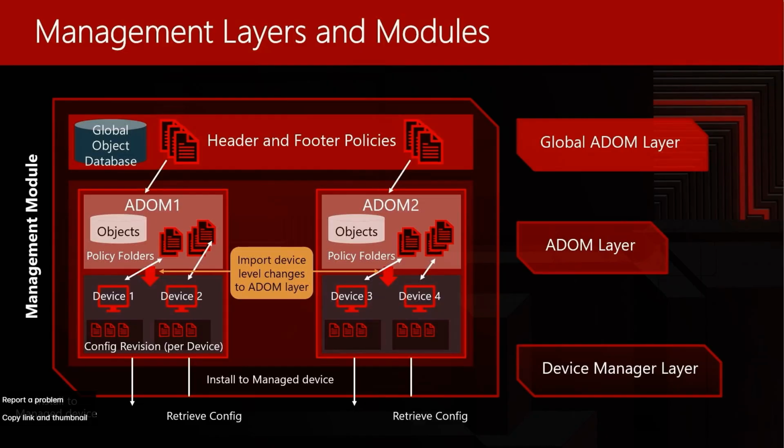So if you see here, they have two, ADOM 1 and ADOM 2. This has policy folders that inside this ADOM are only specific to devices on that ADOM. So ADOM 1 may be device 1, device 2. ADOM 2 is device 3, device 4. So if you update an object on ADOM 1, not the global, ADOM 1, it will only push that object update down to devices 1 and 2. It does not push the update to devices 3 and 4.